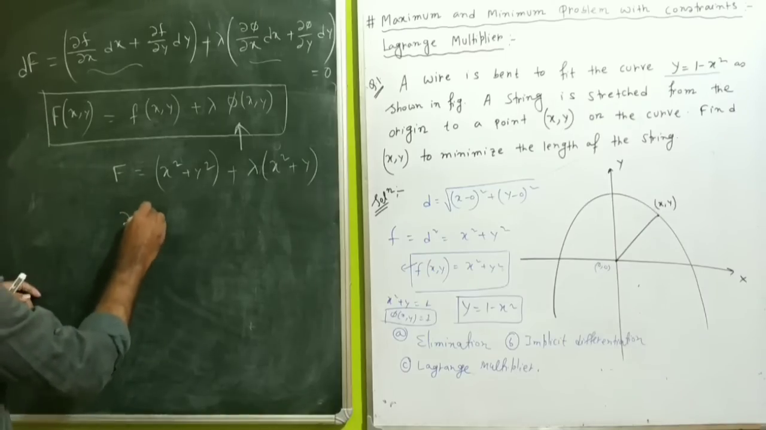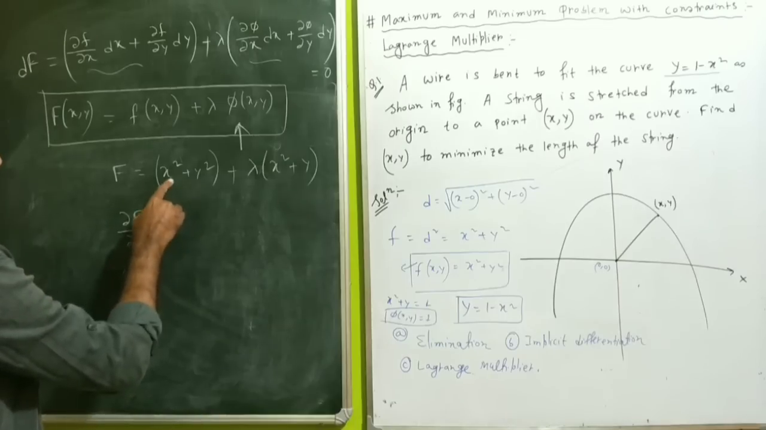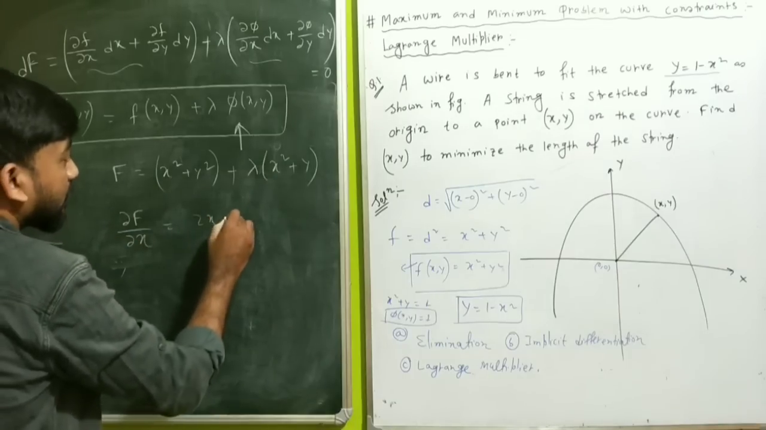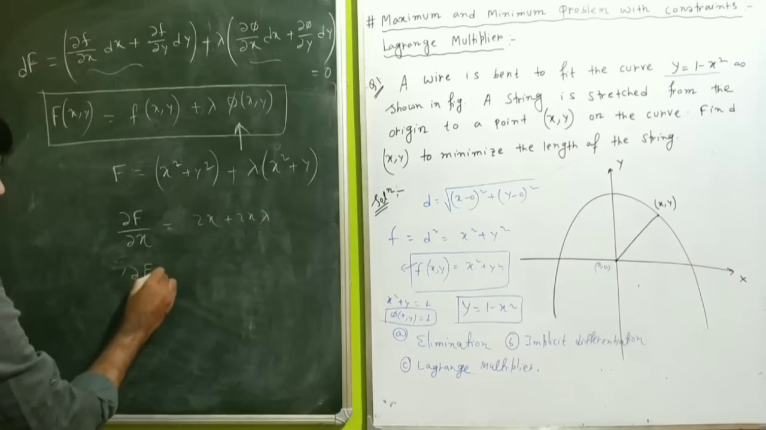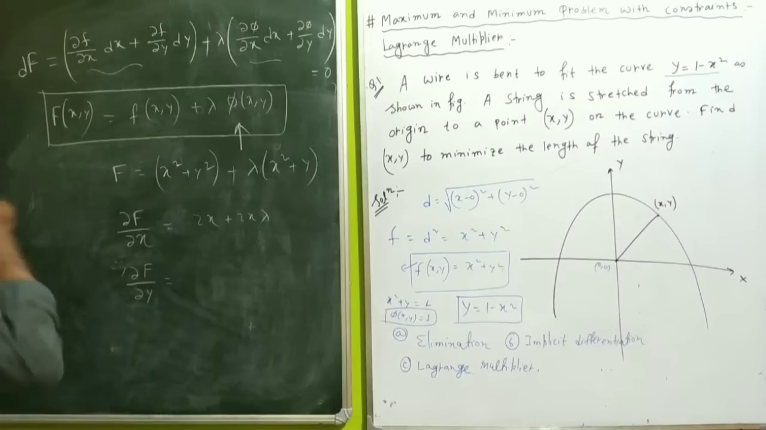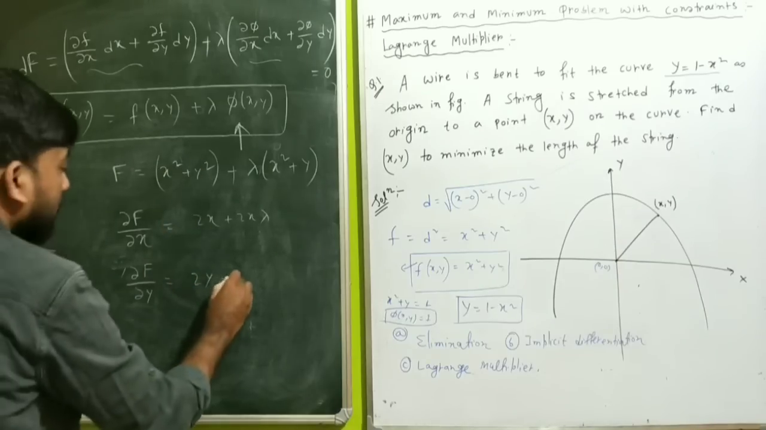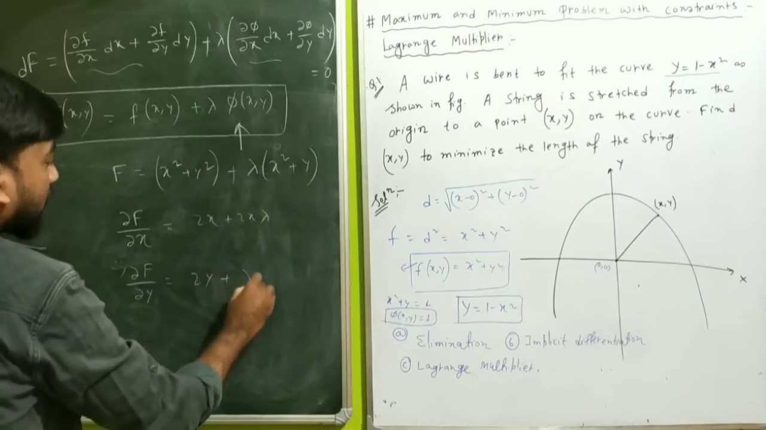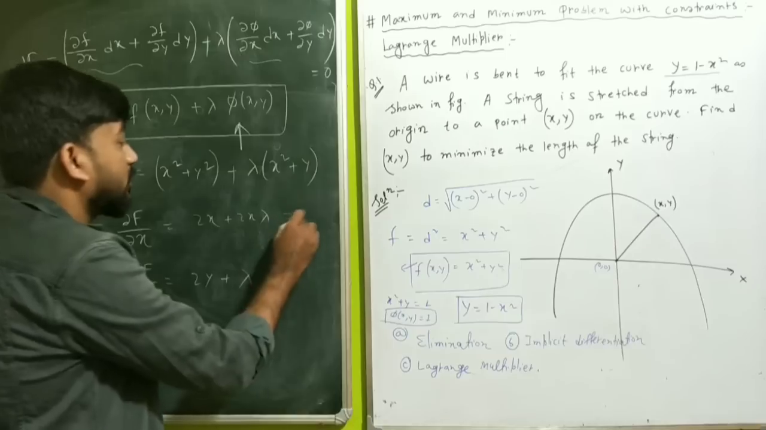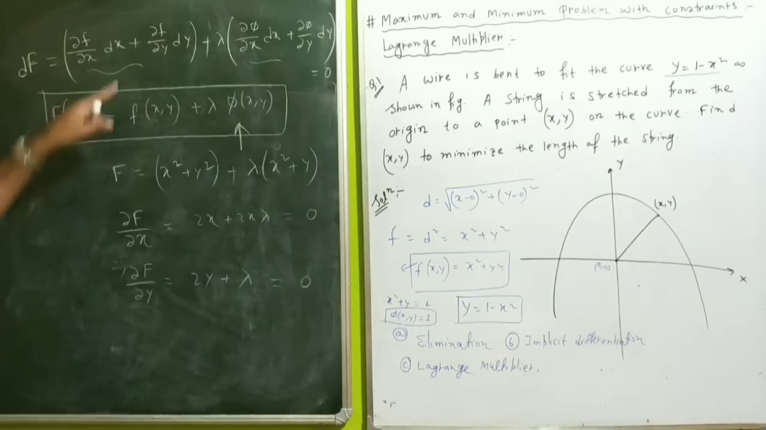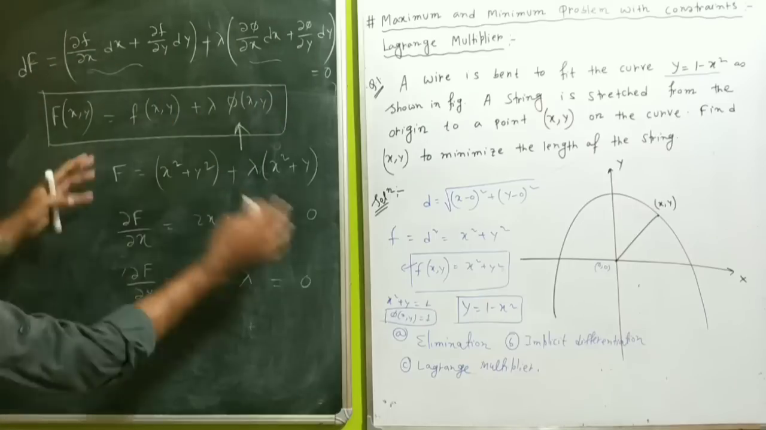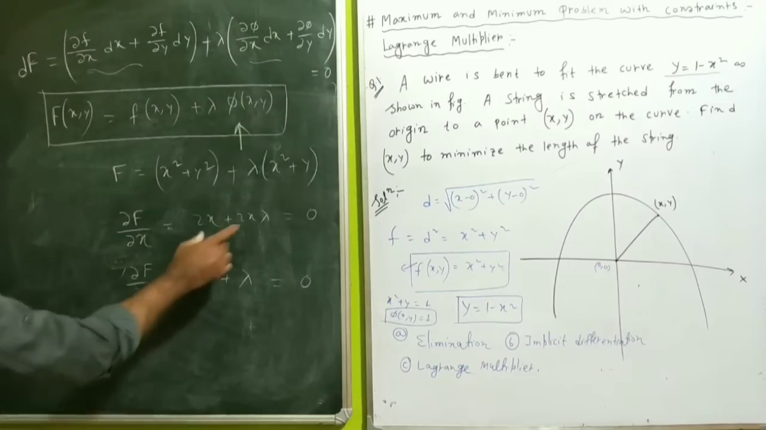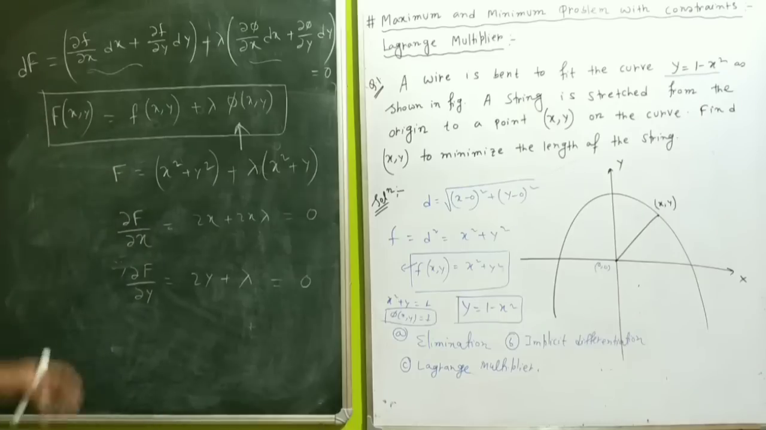So if you get del F del x, you will get 2x from here, and from here 2x lambda. And what will be del F del y? Del F del y will give you 2y plus lambda. This will give you 0 separately, and this will also give you 0 separately. So del f del x into dx and del phi del x into dx are all involved here automatically. So you can solve this problem in this way, and now the problem is very easy.